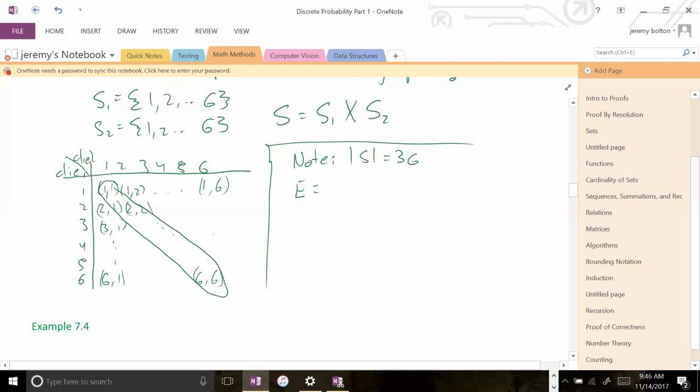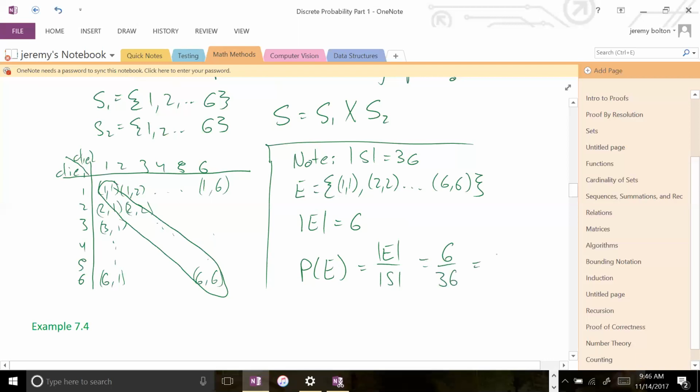Anything off this diagonal is not a pair, right? We would have 3, 1 or 1, 3 or something like this, right? These are not pairs, right? So our event space here is all of our pairs. Right. Also note the cardinality of E is simply 6. We have 6 tuples in this set. And thus, P of E, assuming that each of these is equally likely, is equal to the cardinality of E over the cardinality of S, 6 over 36, 1 over 6.